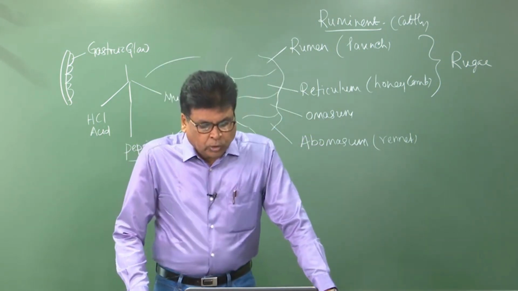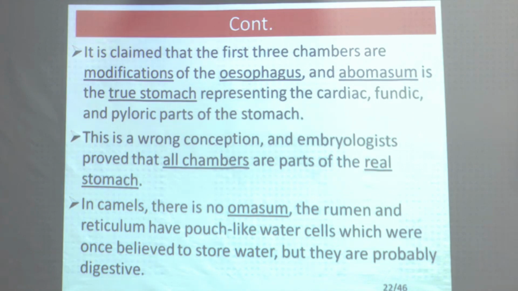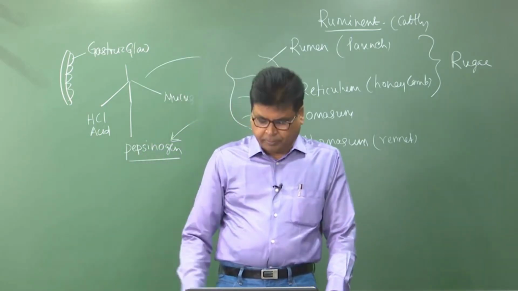Okay. So, in camels there is just one exception, camel is also a mammal. In camels there is no omasum. The rumen and reticulum have pouch-like water cells which were once believed to store water, but they are probably digestive. So, this is the exception in the case of the camel.